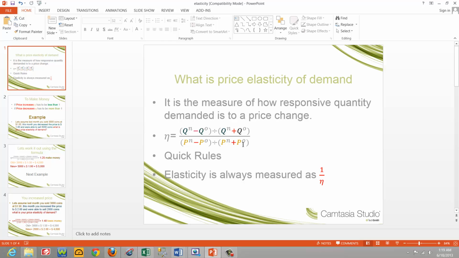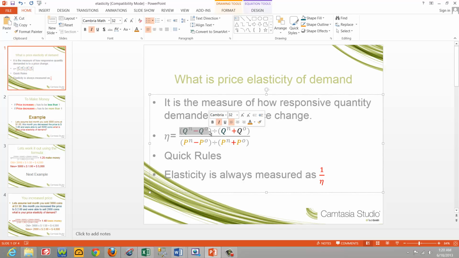And for those of you who are not very good at math, this is very simple. What you do first is you solve this first, then you solve this. Then when you have these two figures, you divide them both together. Then you move down here and you do the same: new price minus old price. Leave that there, and then new price plus old price, and then divide this by this. And it might sound a little bit confusing, but we'll clear that up with the examples.